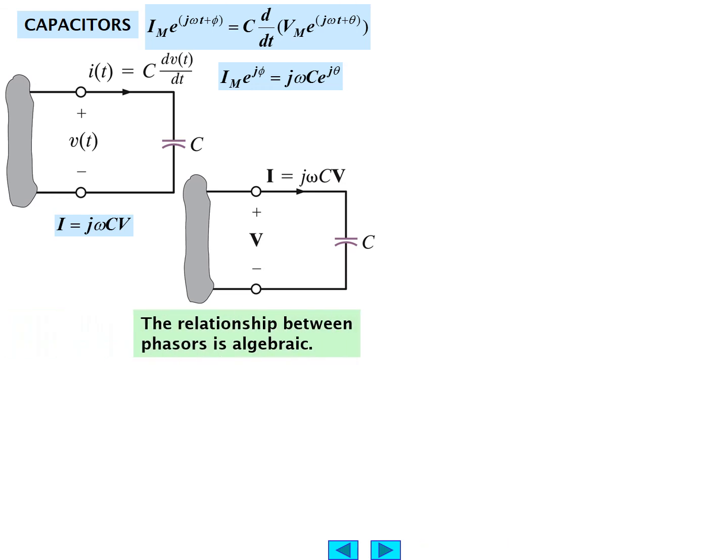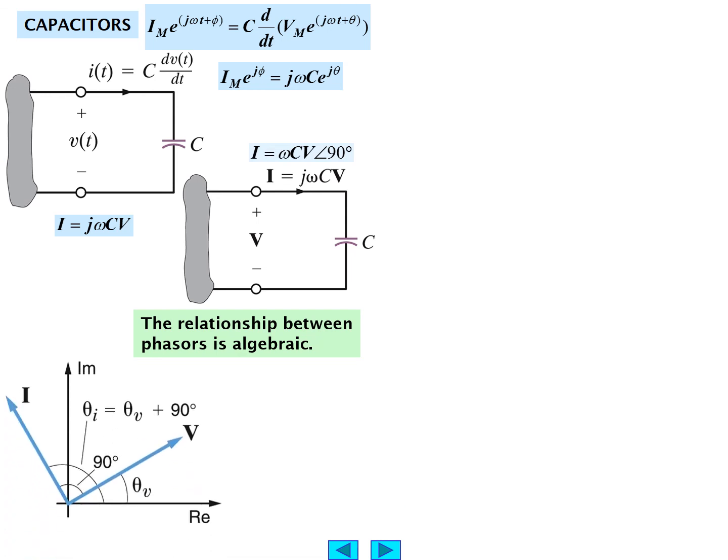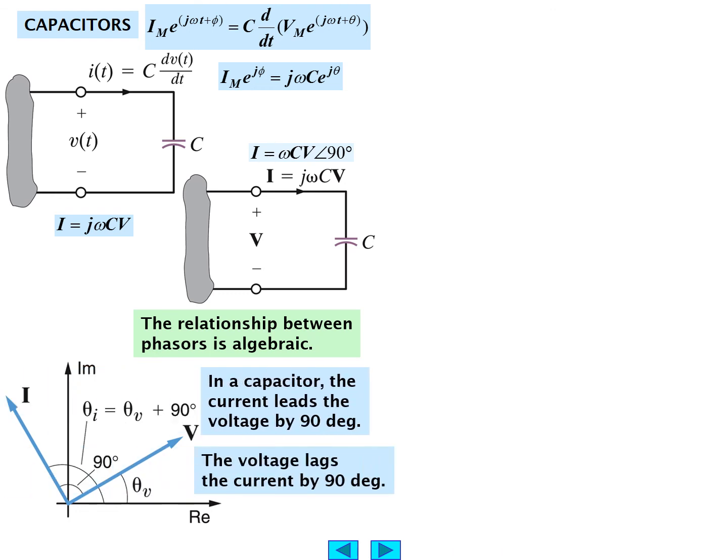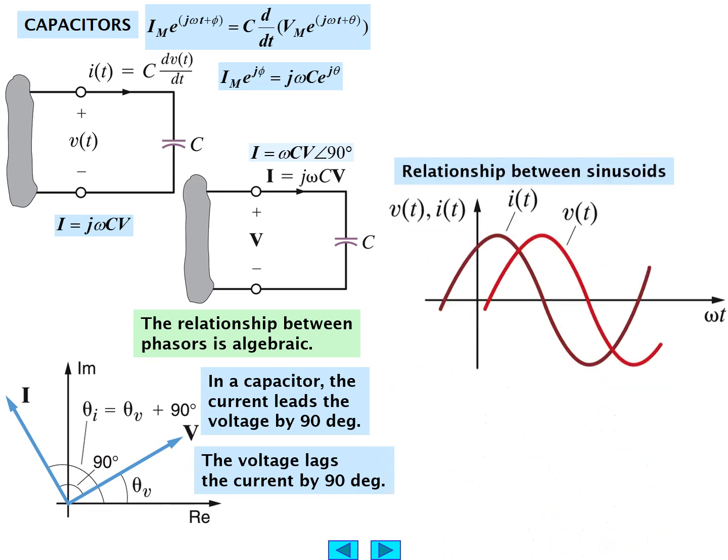The relationship between phasors then is algebraic. I is equal to ωCV angle 90 degrees. The representation again has it that for a capacitor the current is now leading the voltage. Remember that phasors can be thought of as either frozen in time or rotating counterclockwise, so we say that I is leading voltage in that counterclockwise sense. In a capacitor, the current leads the voltage by 90 degrees. The voltage lags the current by 90 degrees.